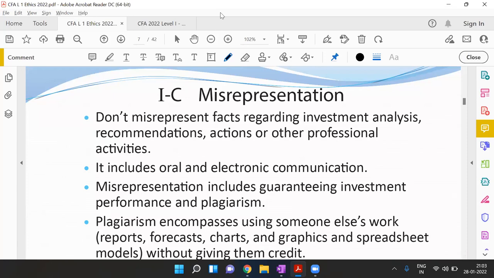Okay, let's move on. If there are no other doubts, I'll move on to Standard 1C, which is misrepresentation. There's a difference between fact and opinion, right? And you should always differentiate between fact and opinion. I'm giving you one example. I say, next year this stock will give you 20% return. Is it a fact or an opinion?